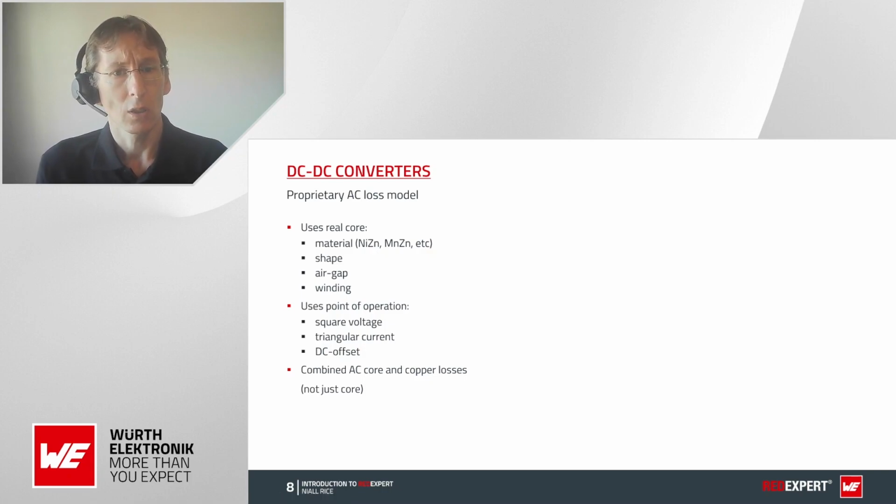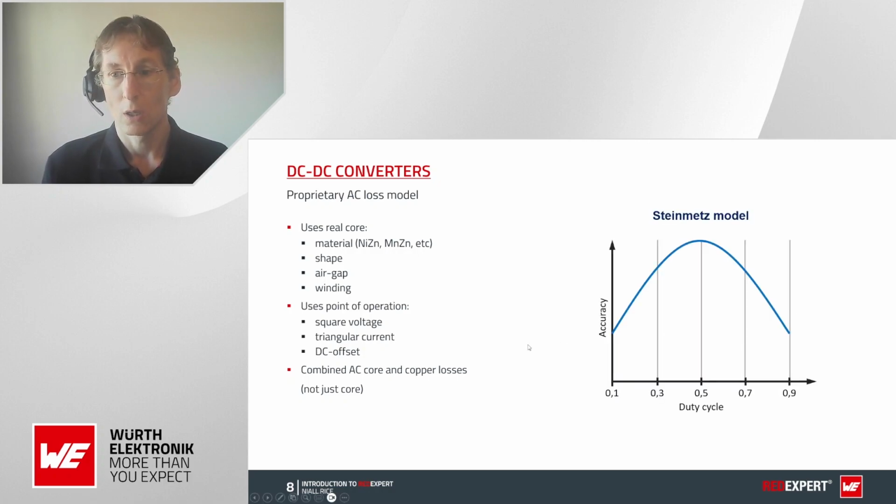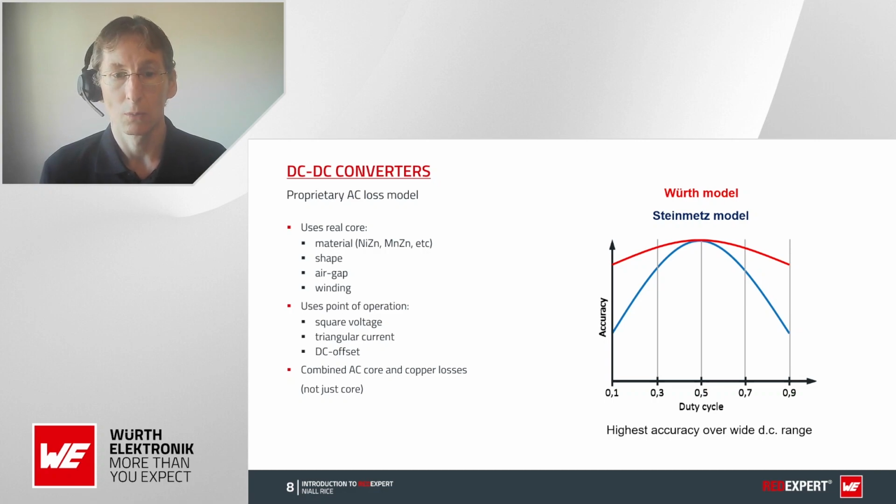So our DC-DC converters, as mentioned, use a proprietary AC loss model. This is one of the best in the world, and it works in that we characterize all the parts in our lab. This characterization includes the complete part. So we take into account the material, the shape, an air gap or not, windings, and we simulate a square voltage and a triangular current as in a real DC-DC converter. It also includes the DC offset. This way we have a much more accurate model than when the core and the copper losses are calculated separately. Compared to the Steinmetz model, we have a much higher accuracy over the duty cycle range.